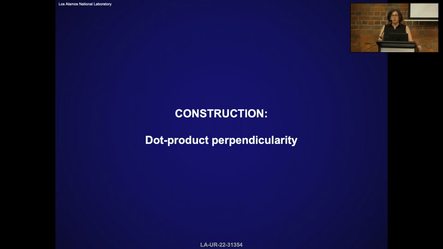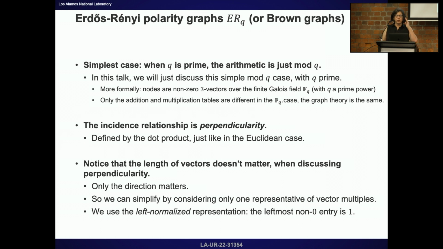So how do you construct these graphs? It's actually very easy to do. You use dot product perpendicularity, and it's exactly the same as the Euclidean dot product. In this talk, the finite field is just going to be a prime q. It's going to be arithmetic mod q. It makes life easier. The principle is the same if you have a finite field that's a prime power. It's just that the arithmetic is a little different. You have to work out the table ahead of time. But it's the same principle.